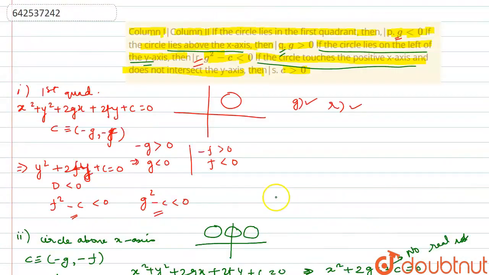Therefore, if we check the options, only one option will match with this, that is R1, that is g square minus c is less than 0. So for the second statement, the correct option is R.